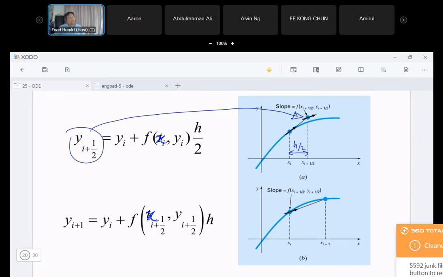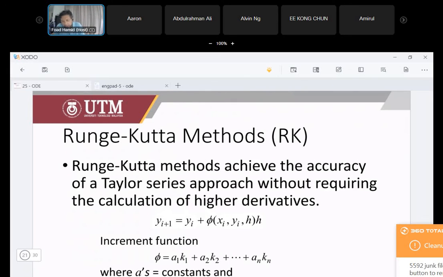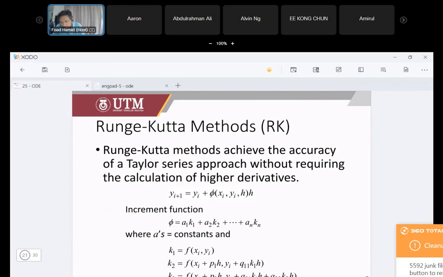So basically, we explored a few methods to improve the slope estimation. We took the average slope in Heun's method. We took the slope at the midpoint in the midpoint method. Okay, so we also have one more general method, which is this one, the RK method, the Runge-Kutta methods.